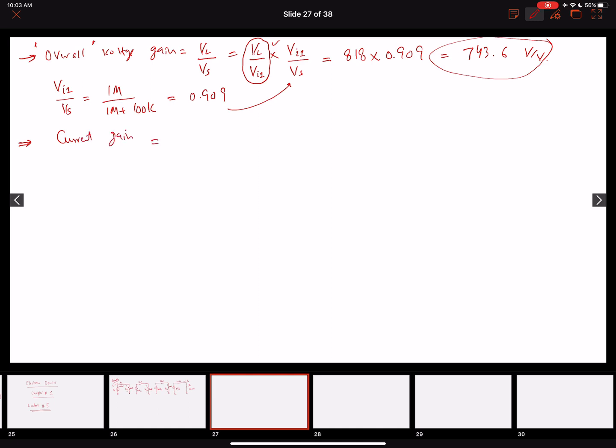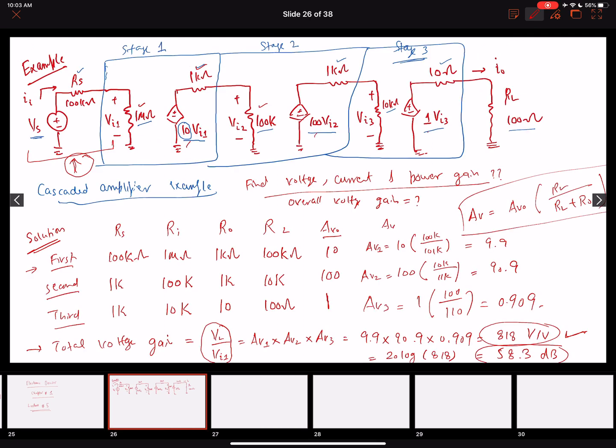Current gain. In order to determine the current gain, we discussed the formulas earlier. Current gain is A_I, which equals I naught over I_I. So let's look at what is I naught and what is I_I in our circuit. Our I naught is over here. I naught can be written as, if we have been using this as V_L, V_L divided by the load resistance, which is 100 ohms.